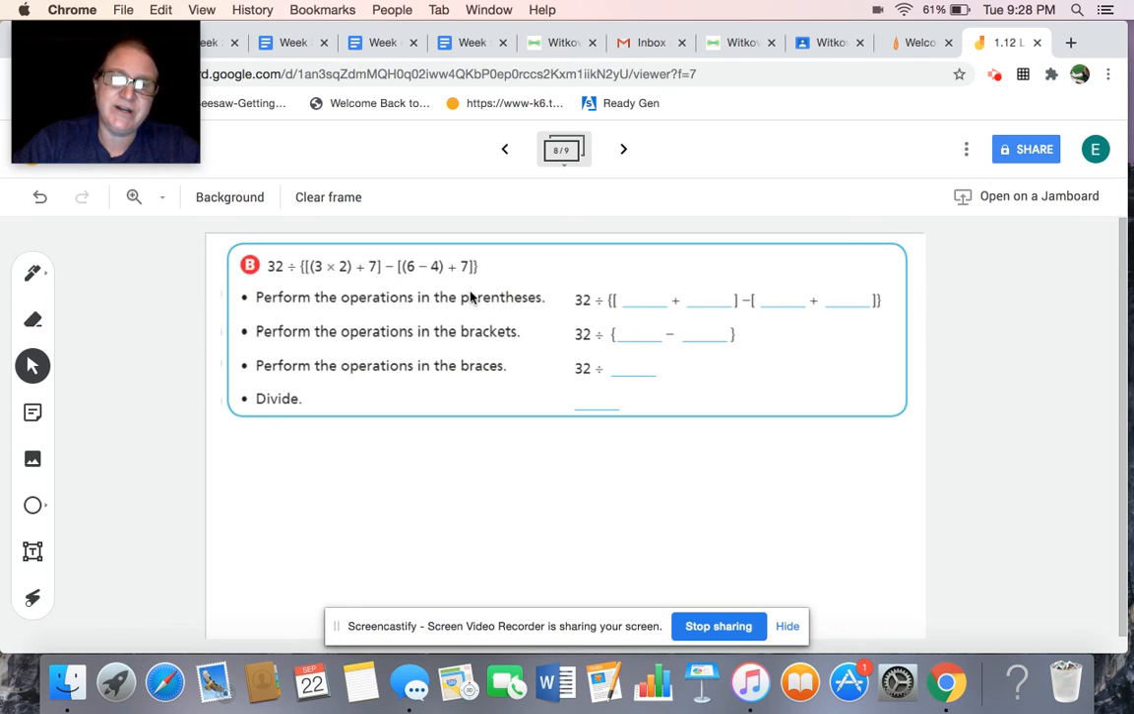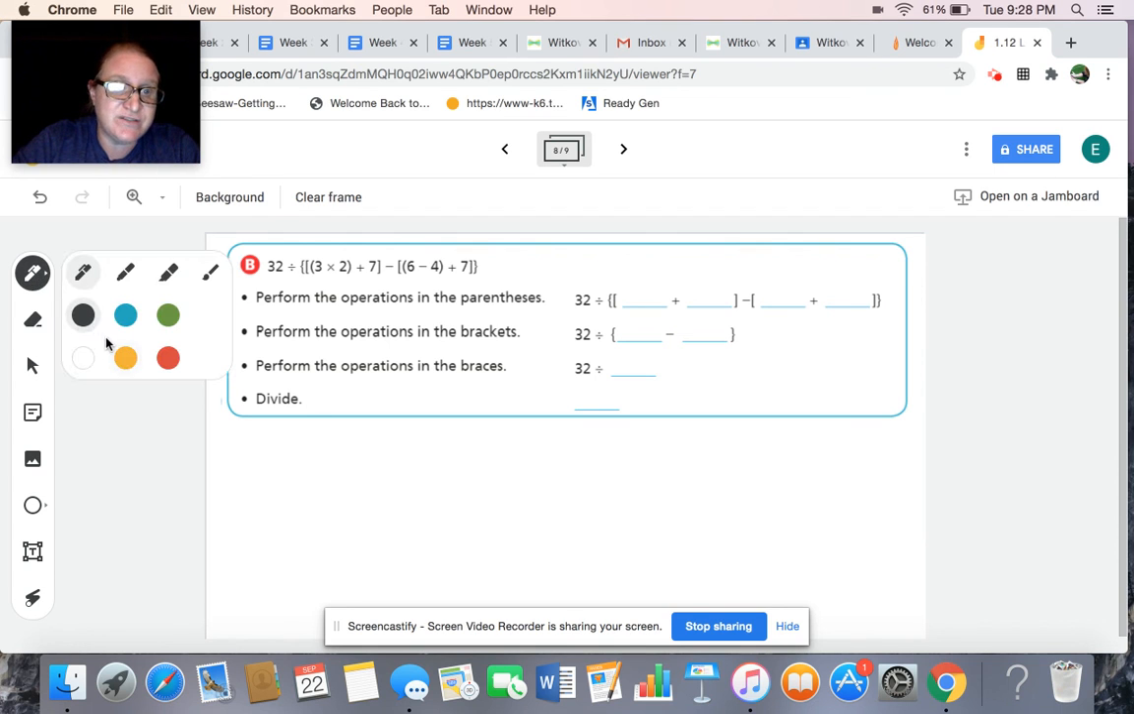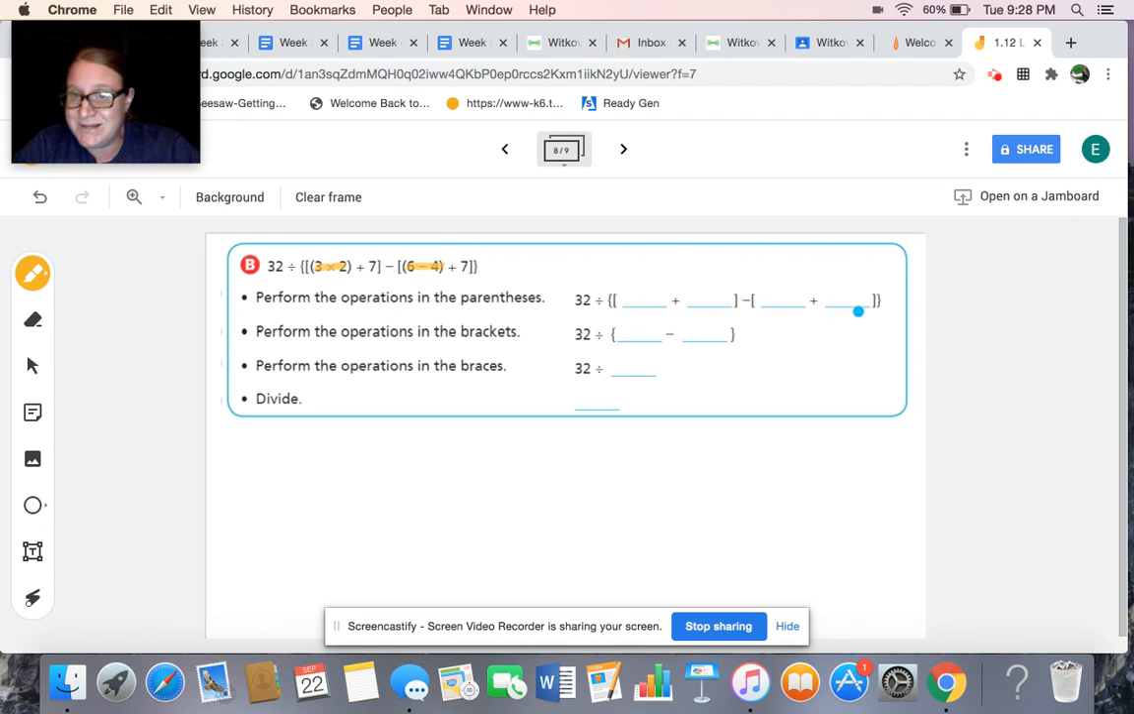All right, here's where we're starting. 32 divided by 3 times 2 plus 7 minus 6 minus 4 plus 7. We're going to do that first. Okay, so inside the parentheses first, let me get my handy dandy highlighter out here. We have parentheses there and there. So it doesn't have anything here for us, so we have to be careful.